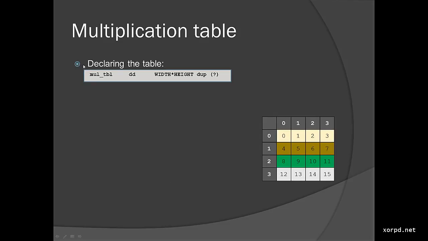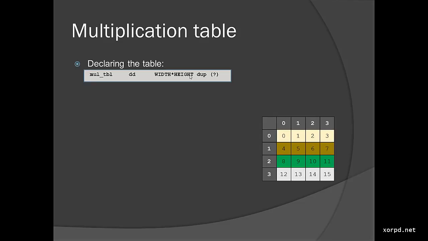It looks like this. We have this mul table, which is the label we are going to use, and now we define a table of dwords of size width times height. We can, for example, assume that width is 4 and the height is 4. This is what we are going to do in this example.